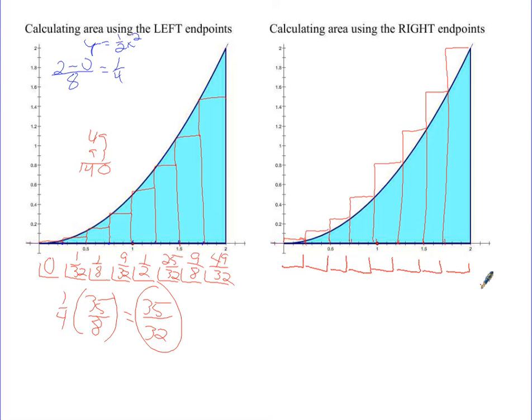So what do I get here? What do I get here? It's 1/32. What's going to be here? 9/8? 1/8. And here, 9/32. And here, 1/2. And here, and here, and here. 49/32.